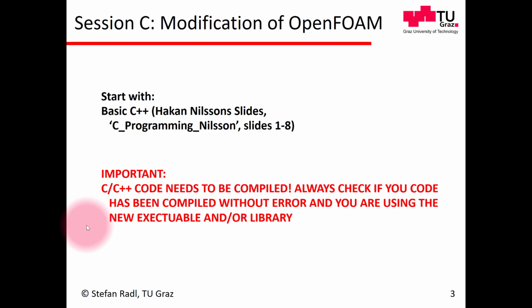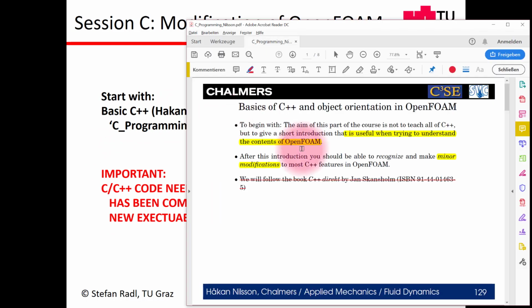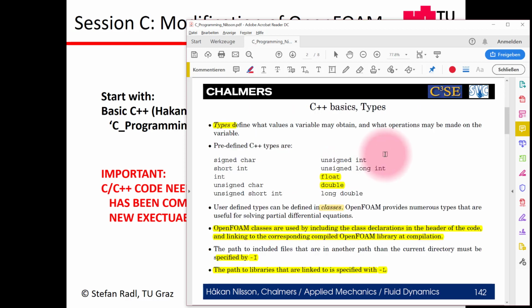So let us have a brief look at slides 1 to 8 of Håkon Nilsson. I have opened them for you. They are of course also supplied with this video in the package. Our aim is now to basically understand what the source code means, and that we are also able to modify some parts of the source code. You will see later in these 3 examples what this can be of use.